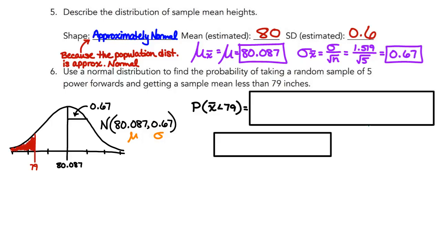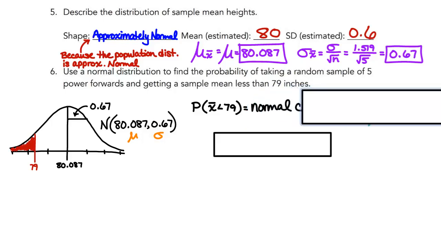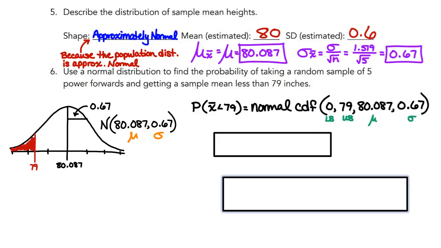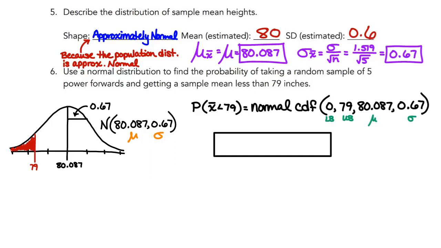Normal CDF. Numbers that need to go in your parentheses for normal CDF. Negative 1,000, 79, 80.087, 0.67. You did negative 1,000, I used 0, it's fine.